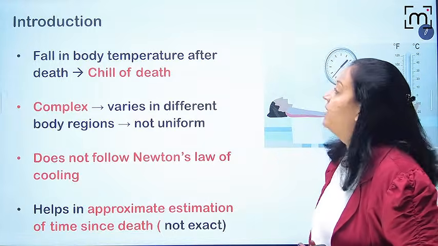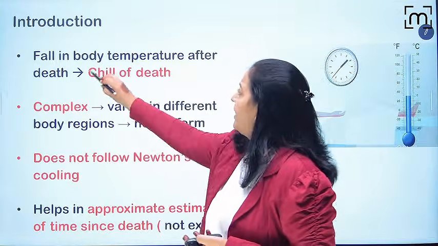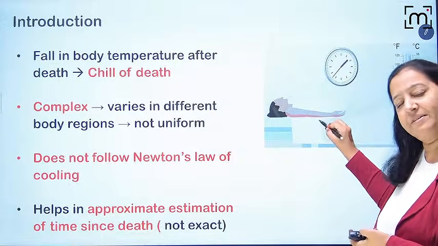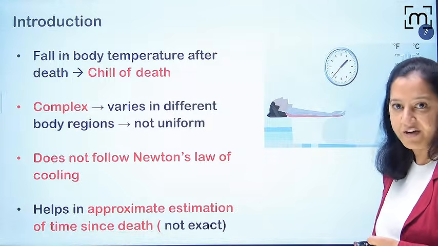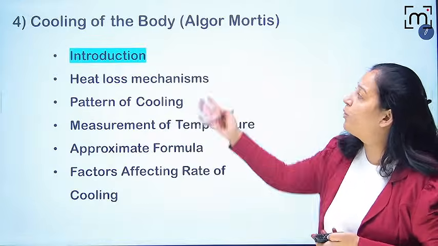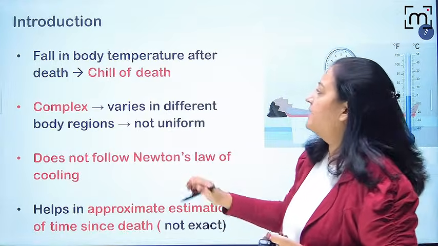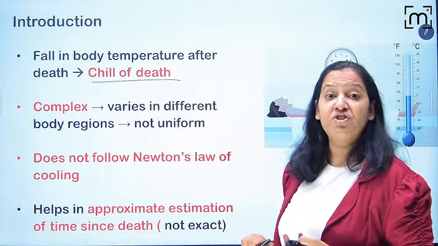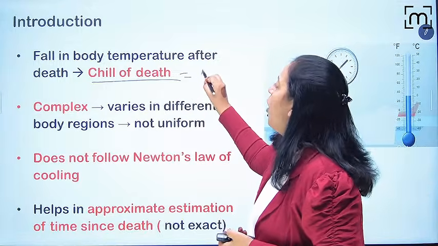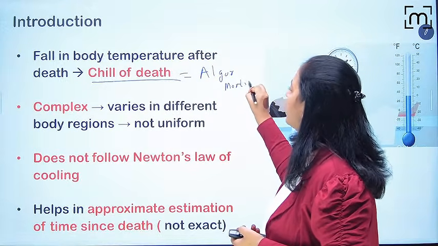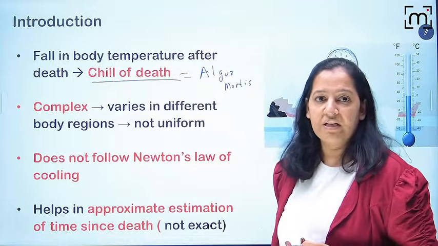Introduction: fall in body temperature after death. As soon as death occurs, body temperature starts falling. That's why I'm saying cooling of the dead body. The other name is chill of death, also known as Algor mortis. Algor mortis, not rigor mortis. It is Algor mortis, chill of death.